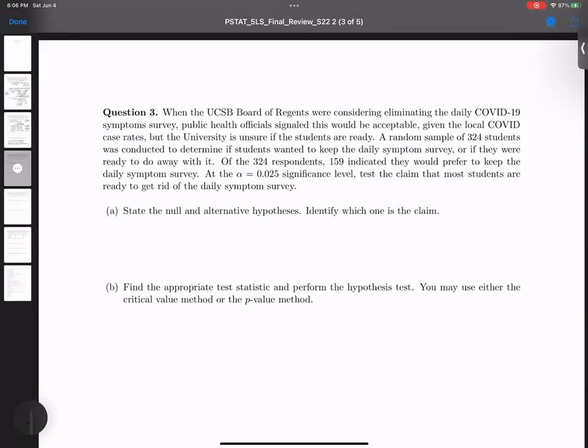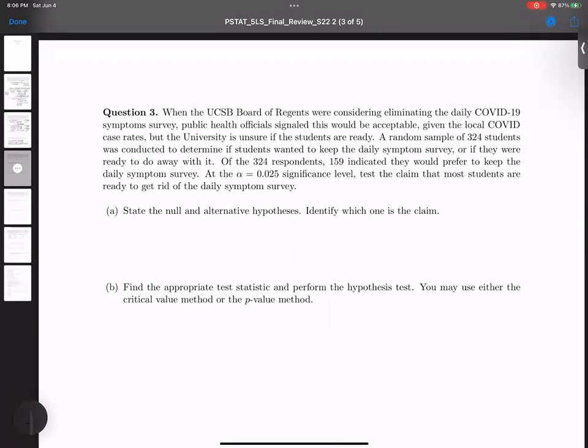So question 3 says, when the UCSB Board of Regents were considering eliminating the daily COVID-19 symptom survey, public health officials signaled that this would be acceptable given the local COVID case rates. But the university is unsure if students are ready. A random sample of 324 students was conducted to determine if the students wanted to keep the daily symptom survey or if they wanted to get away with it entirely. Of the 324 respondents, 159 indicated that they would prefer to keep the daily symptom survey. At the alpha equals 0.025 significance level, test the claim that most students are ready to get rid of the daily symptom survey.